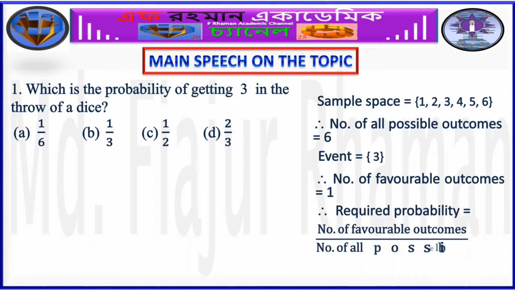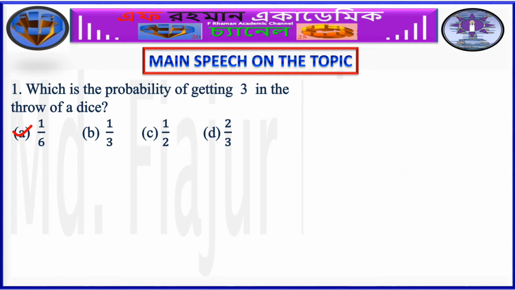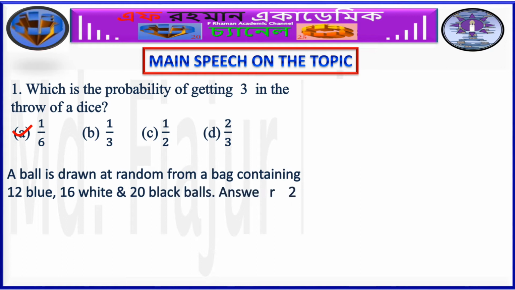Therefore, the required probability is equal to the number of favorable outcomes by the number of all possible outcomes, which is equal to 1 by 6. That's why the correct answer is option A. A ball is drawn at random from a bag containing 12 blue, 16 white, and 20 black balls. Answer 2 to 4.